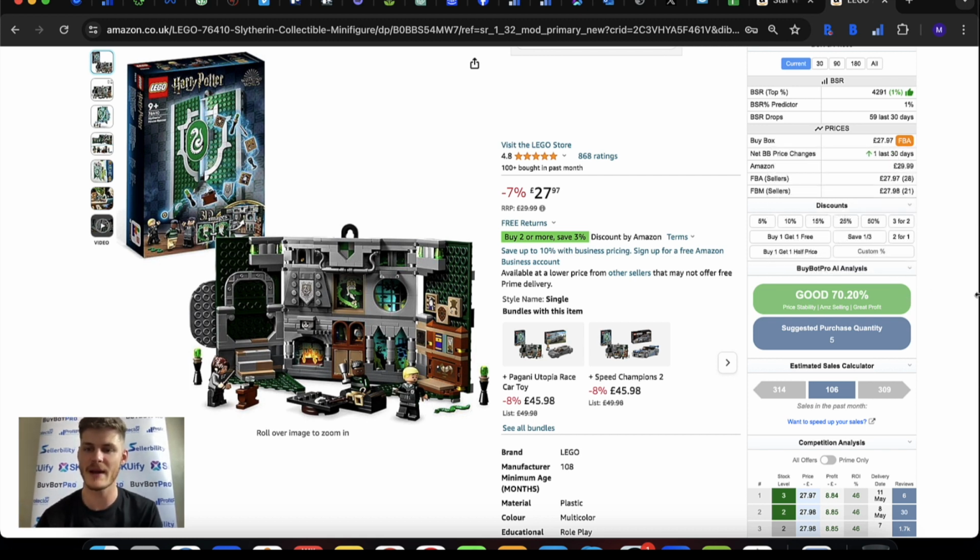Having this back us up and tell us what it thinks is super useful, particularly if it's something relatively new to you and you're not quite sure, do I go ahead with this? Don't get stuck. Let the confidence score and suggested purchase quantity help you out. But that's basically how they work.